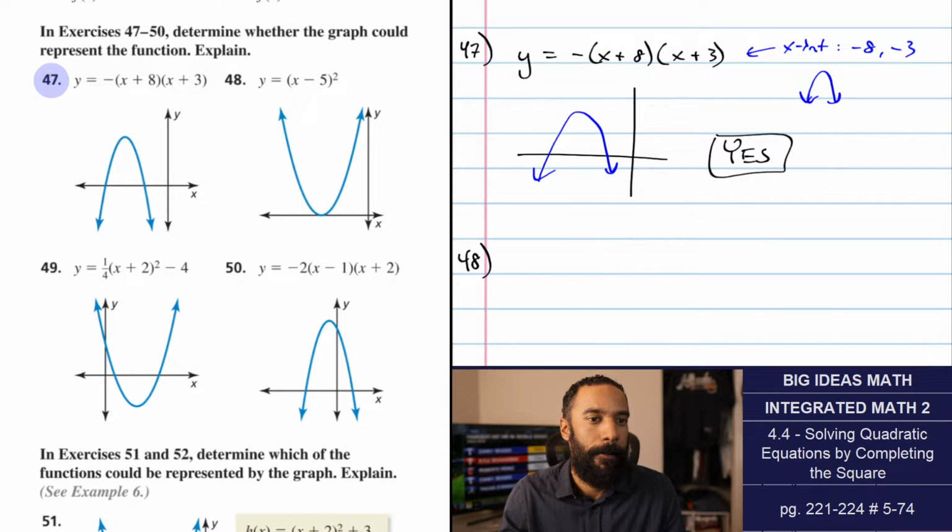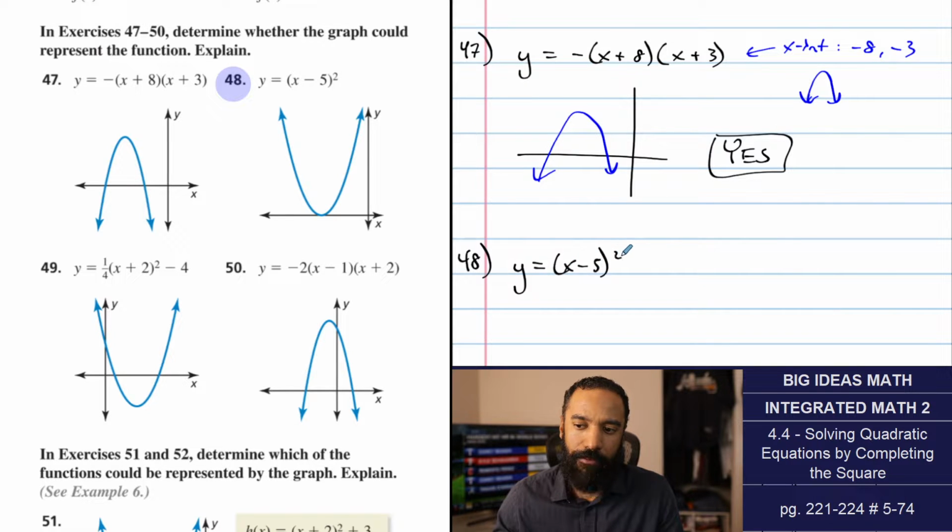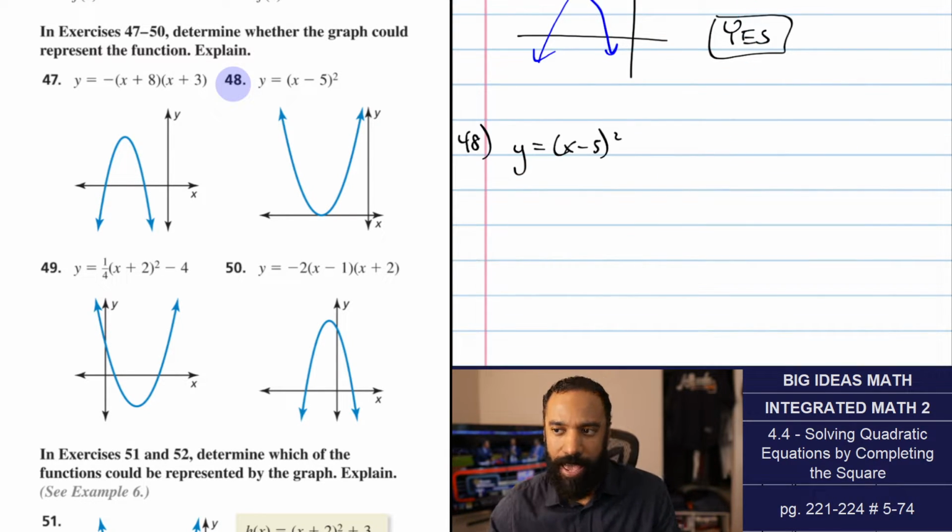Number 48. Y equals x minus 5 quantity squared. Now I see this as vertex form, and vertex form such that my h is 5 and my k is 0.